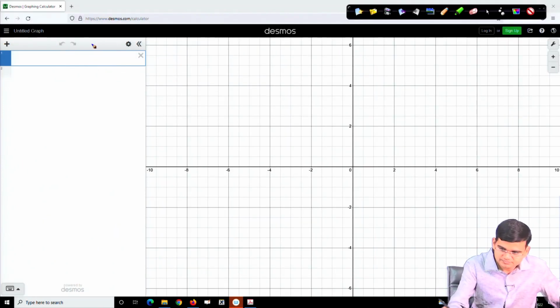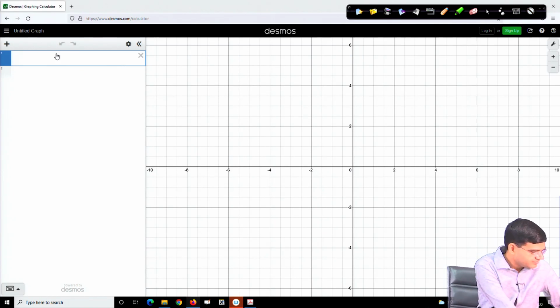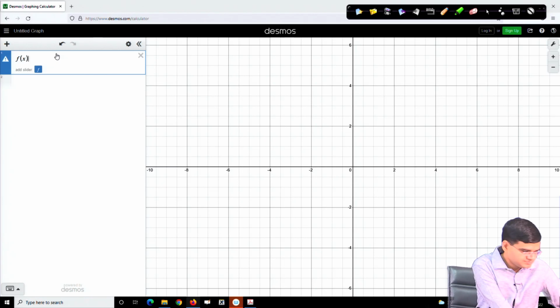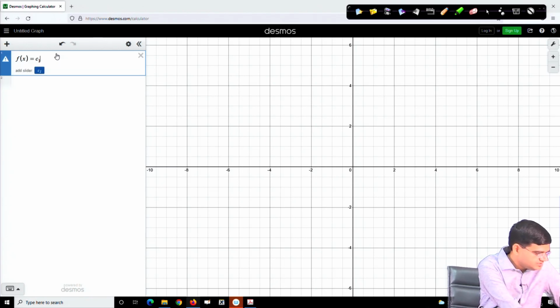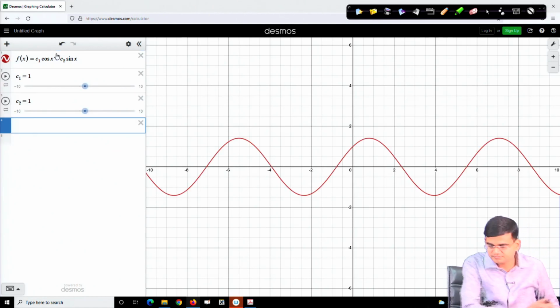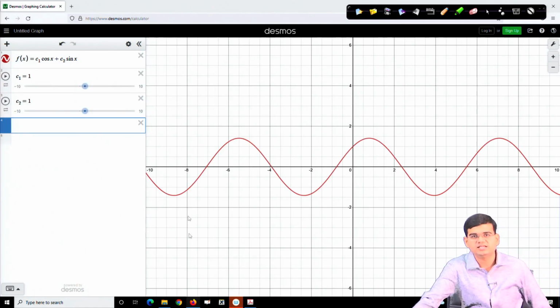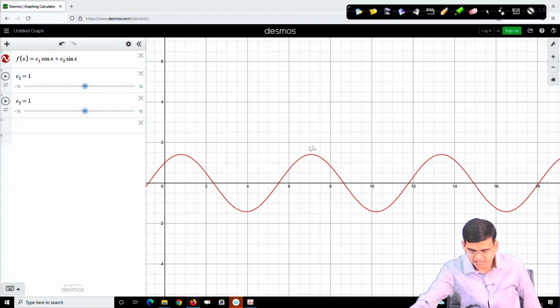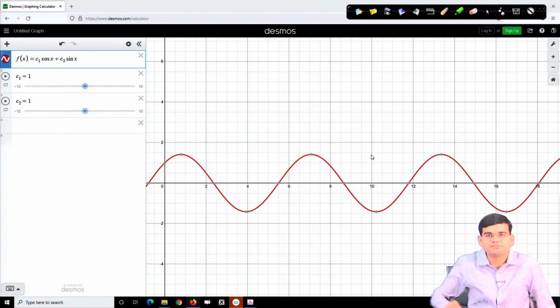So, I have f of x is equal to C1 cos x plus C2 sin x. Quite expected. You see that there are oscillations which are sustained. Okay. The amplitudes do not change. So, the amplitude here is 1.414, 1.414, 1.414 and so on.